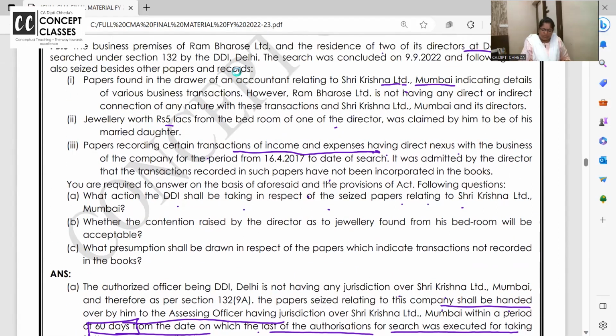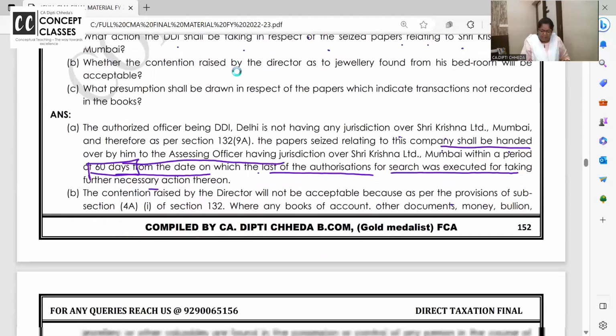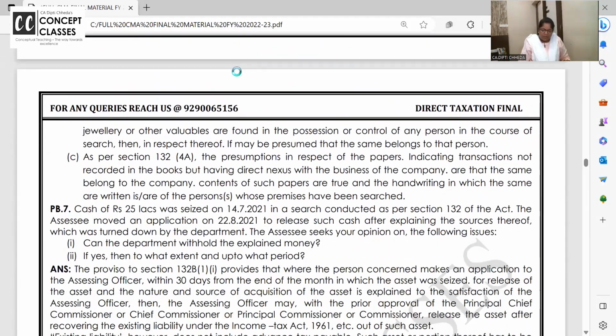कौन सा था थर्ड क्वेश्चन? हाँ, कुछ पेपर्स मिले हैं इनकम एंड एक्सपेंस से रिलेटेड जो बुक्स में नहीं है. The presumption in respect of papers indicating transactions but are not recorded in books but they are having direct nexus with the business of company are that same belonging to company, contents of such papers are true and handwriting in which the same are written, okay, are of whose premises they have been searched.